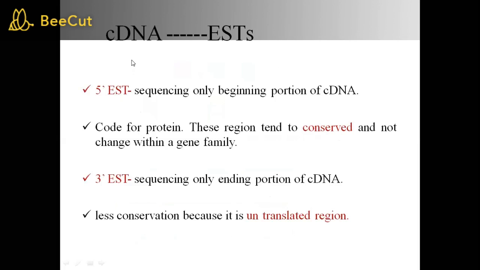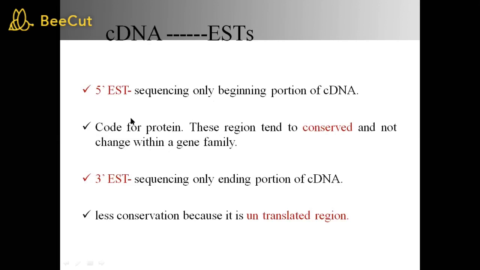So, cDNA to expressed sequence tags. 5' EST means sequencing only the beginning portion of a cDNA molecule. That means we will sequence only the 200 to 500 nucleotides of that particular cDNA molecule. Because this region codes for a protein, it tends to be conserved and not change within a gene family.